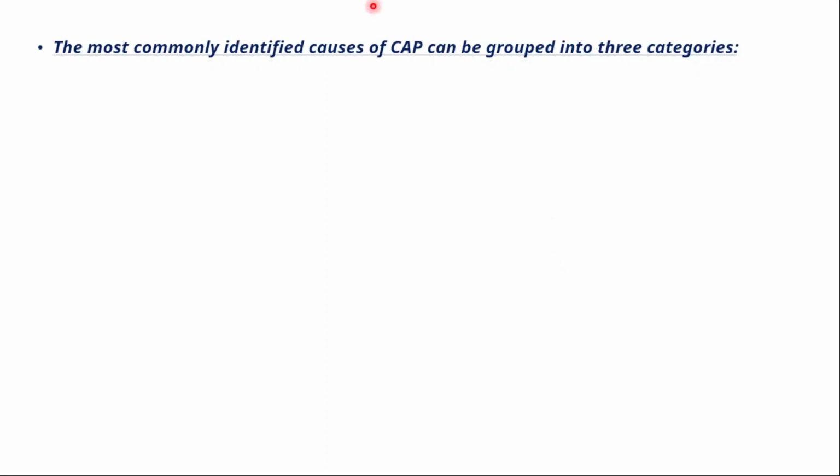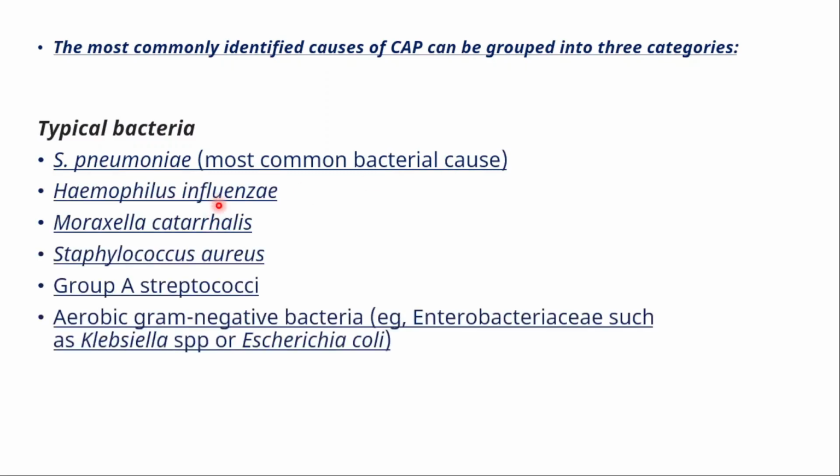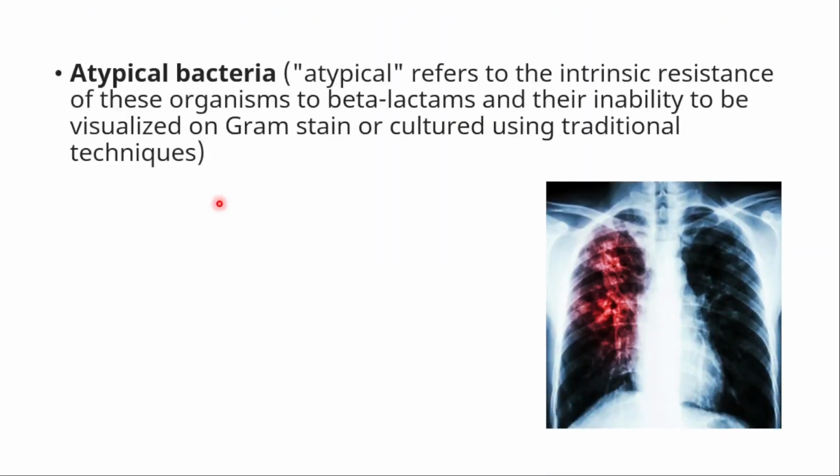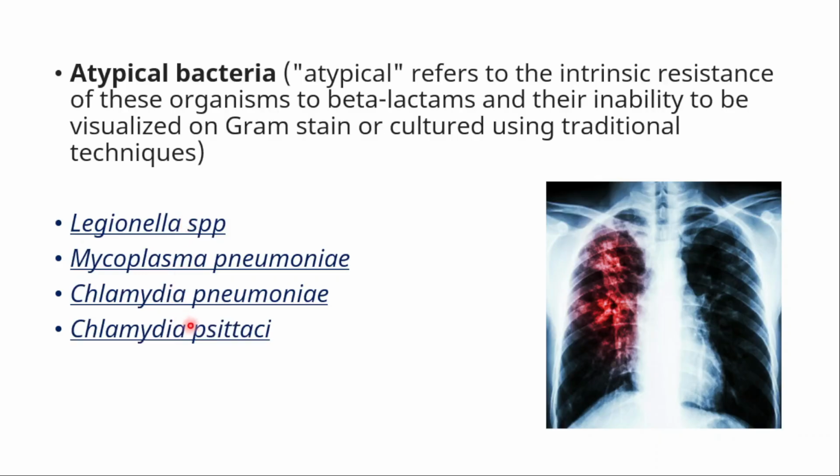The most commonly identified causes of community-acquired pneumonia can be grouped into three different categories. We have typical bacteria like Streptococcus pneumoniae, which is the most common bacterial cause, Haemophilus influenzae, Moraxella, and many more. We have atypical bacteria. Atypical refers to the intrinsic resistance of these organisms to beta-lactams and their inability to be visualized on gram stain or cultured using traditional techniques. We have Legionella, Mycoplasma, Chlamydia, and Chlamydophila pneumoniae specifically, and Coxiella.